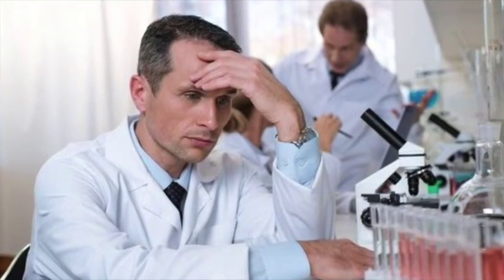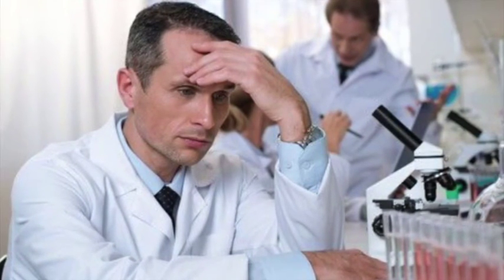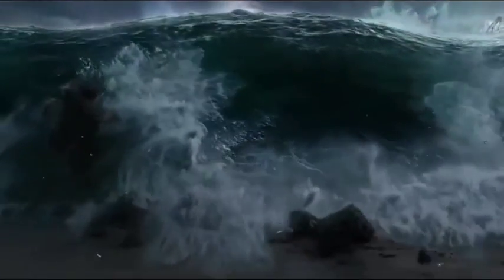This was so shocking to the scientists on the study that even the logic behind these findings could not make sense to them. He stated, "All species show the same lack of barcode diversity. Although it is easy to imagine that humans passed through a bottleneck 170,000 years ago, it's hard to believe that the exact same thing happened in all species. Did herrings really pass through an equally recent bottleneck? Anchovies too?" So this not only answers the phylogeny challenge, but it proves the biblical global flood as well.